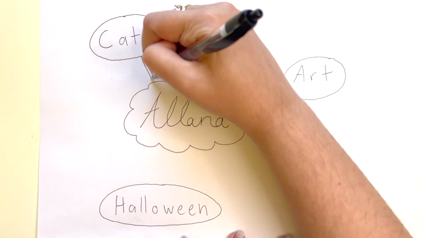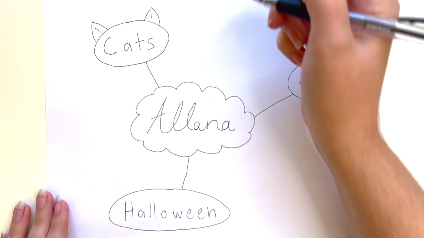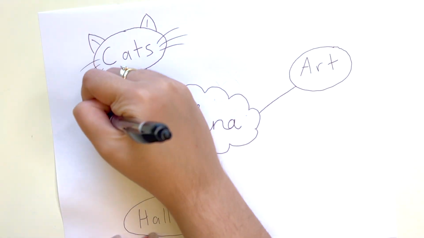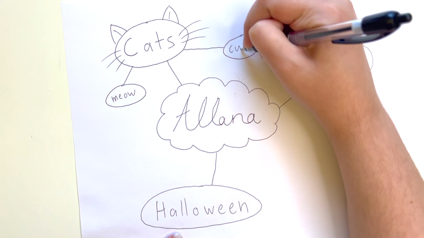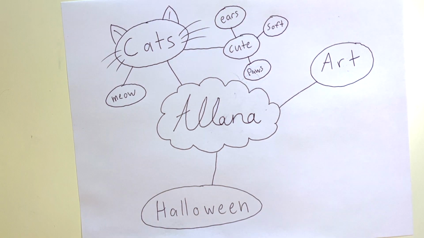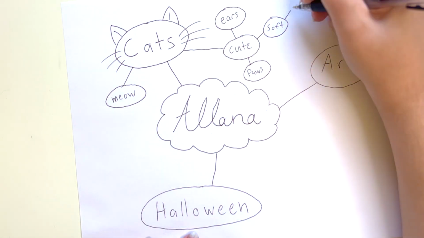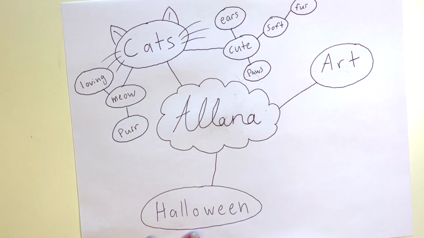Now that you have the core of your map, continue to connect words and ideas to what you have. You can make as many bubbles and connections as you want. For cats, I can connect whiskers, cat ears, or more general things like their meows and cute faces. For Halloween, I can connect things like ghosts and tombstones or ideas and colors that I think of when I think of Halloween. I can connect even more bubbles off of all of these.